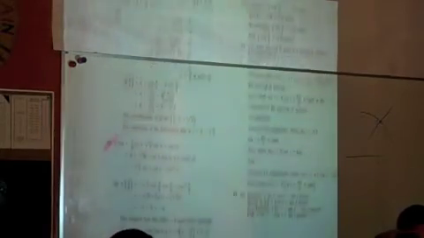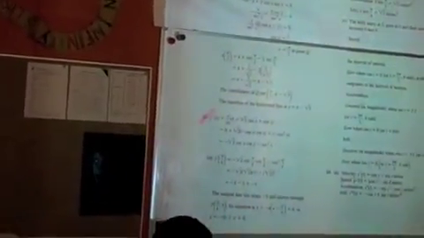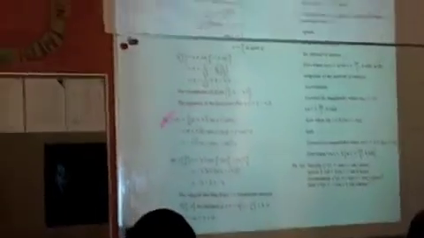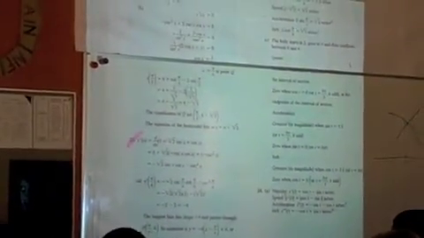For 22, here's 22. A is negative 4. There's your point right there. There's your point in 22. 3 pi over 4, comma 2. That's the coordinates for Q.